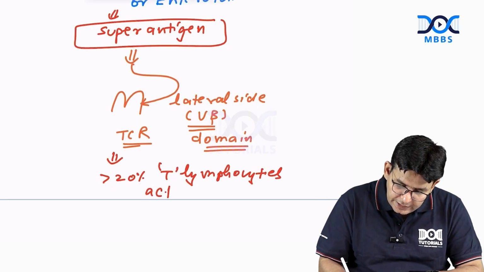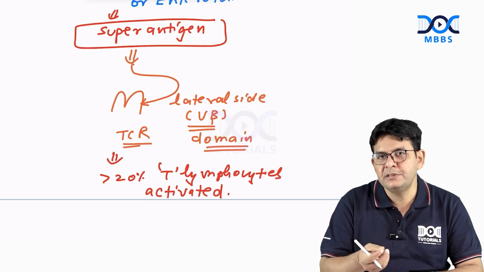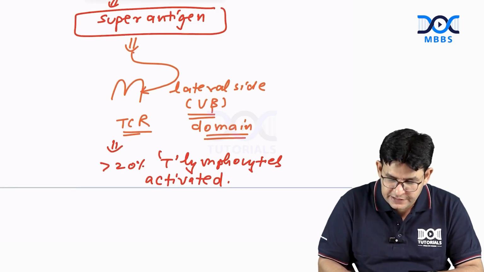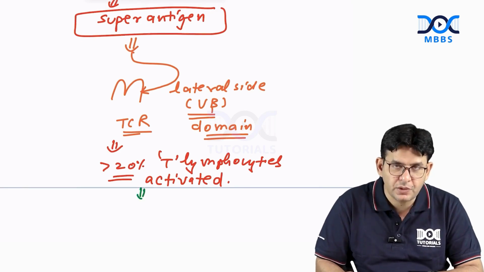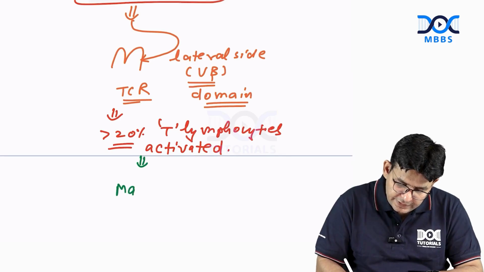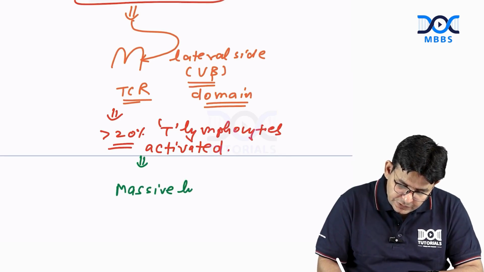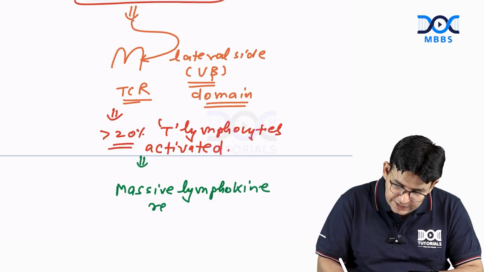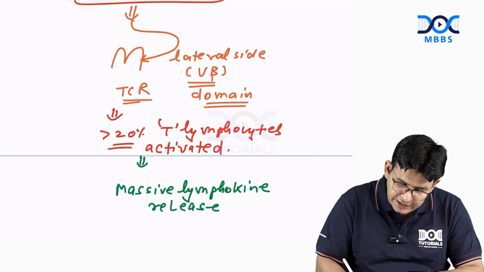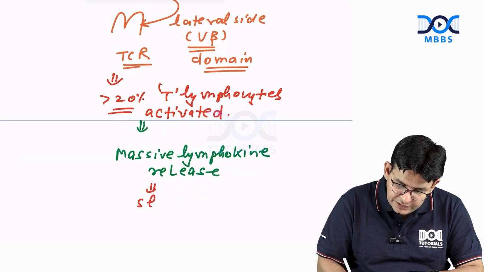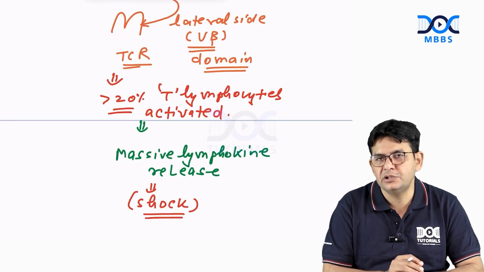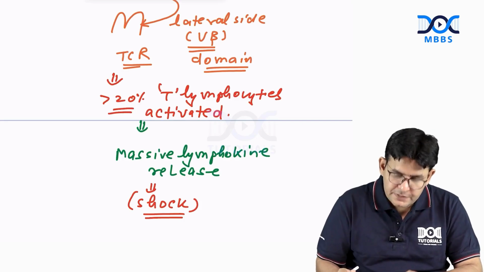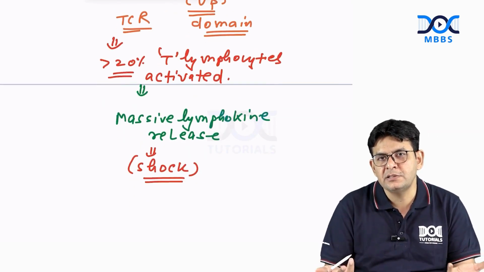Okay. In a normal antigen, what happens? Hardly 1 to 2% activate. And here it is more than 20% which is being activated. And that leads to what? Massive lymphokine release. Okay, that leads to what? That leads to massive lymphokine release. And this massive lymphokine release lands the individual into what? Shock. Okay, and that's why it is termed as what? Toxic shock syndrome.